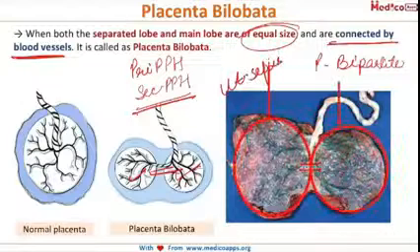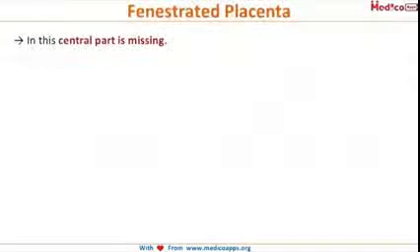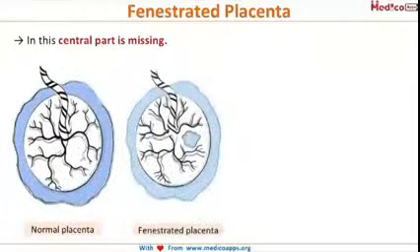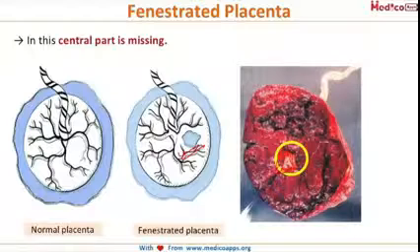Now, the next type of abnormality that we are going to talk of is fenestrated placenta, and in this a central part of the placenta is missing. As you can see in this diagram, the central part is missing, and this defect usually involves the villus tissue within the chorionic plate.